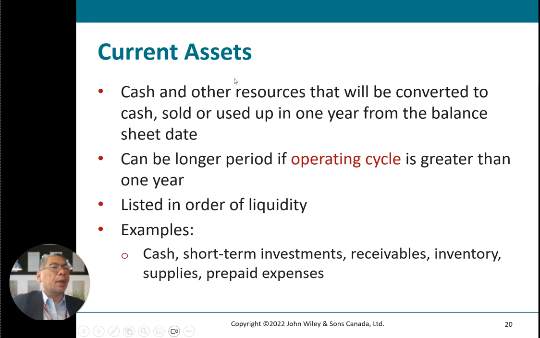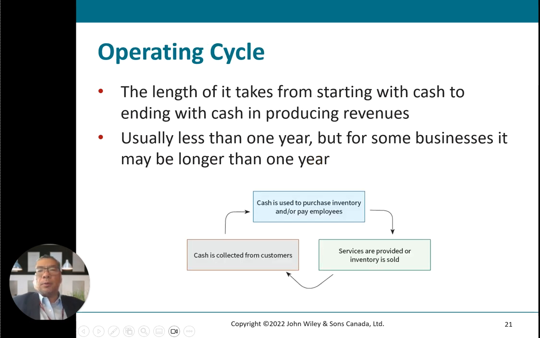Current assets, what are they? Cash and other resources that will be converted to cash, sold or used up within 1 year from the balance sheet date. It can be a longer period if the operating cycle is greater than 1 year. It is listed in order of liquidity. Example: cash, short-term investments, receivables, inventory, supplies, and prepaid expenses.